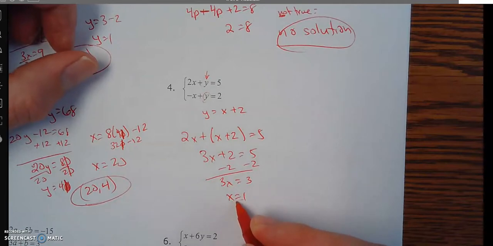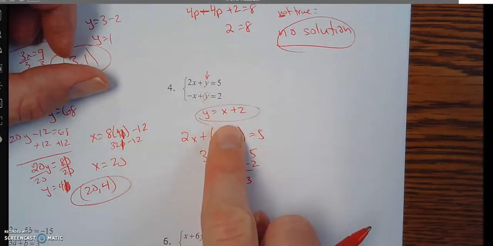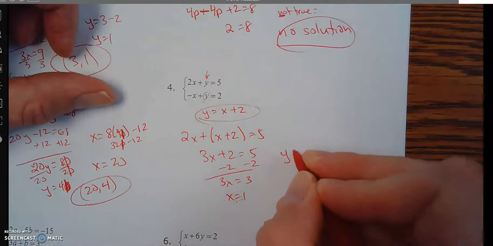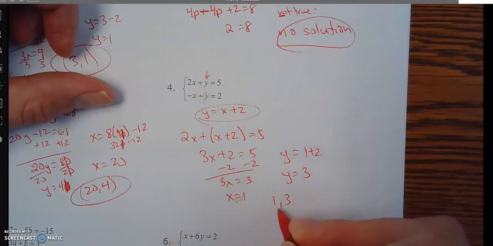Plug this into an equation that has y by itself because I want y. So I'm going to use this equation. I'm not going to use either of those two. I'm going to use this one, which is an equivalent of the second one. So y equals 1 plus 2. Boy, that's easy. 3, so 1 comma 3.